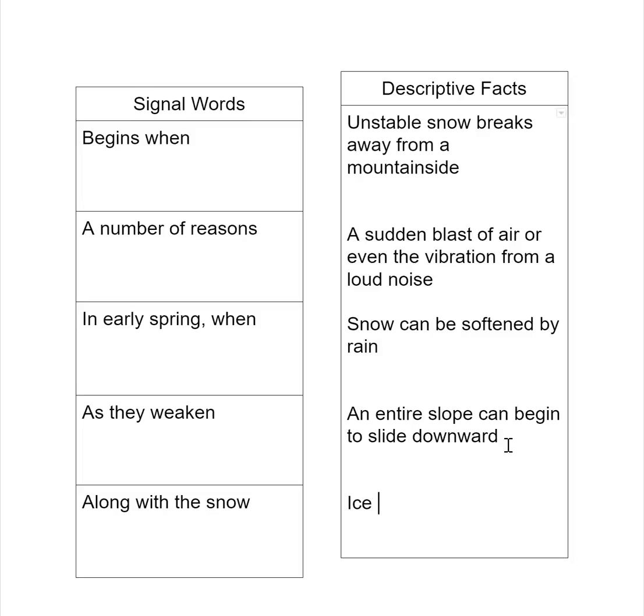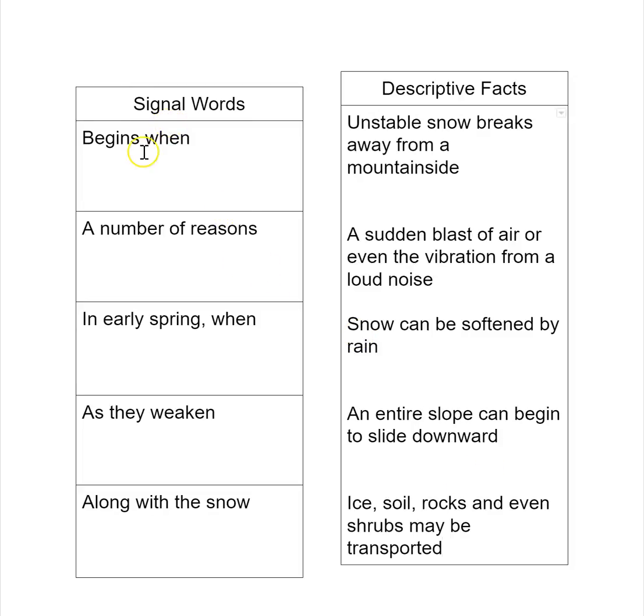So along with the snow, then they're going to describe what else comes down: ice, soil, rocks, and even shrubs may be transported. Okay, so again, these are our signal words: begins when, and then the author describes when it begins, when unstable snow breaks away from a mountainside. It happens for a number of reasons. What are some of the reasons that can cause an avalanche? A sudden blast of air, or even the vibration of a loud noise. When does it happen? In early spring. When? And then the author is going to describe that.